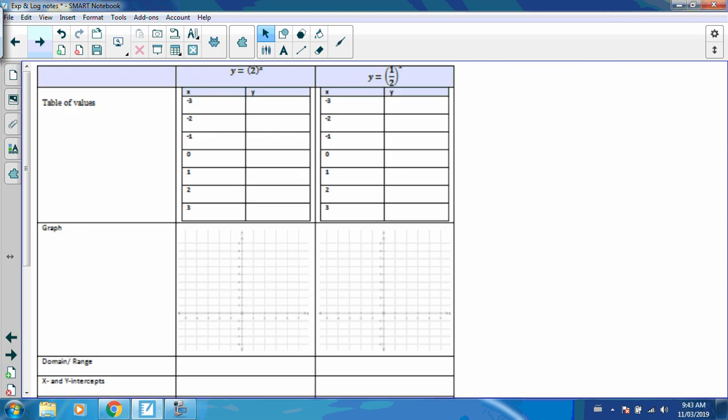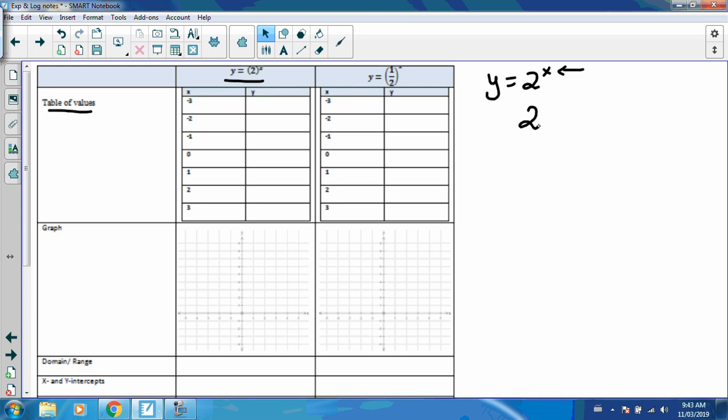To start off, in this one, it's a little bit small, but that says y equals 2 to the power x. You can see that the variable is the exponent, so that's why this is an exponential function. We're just going to start with making a table of values for that.